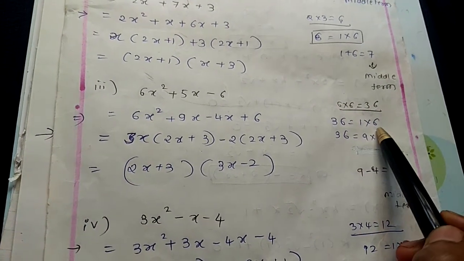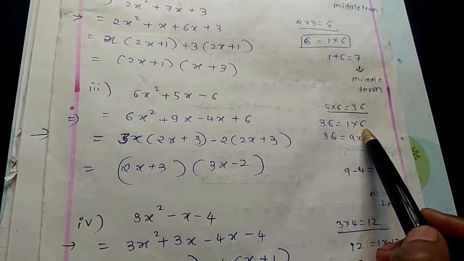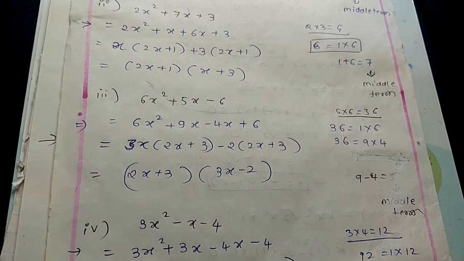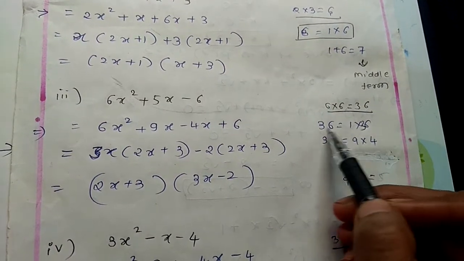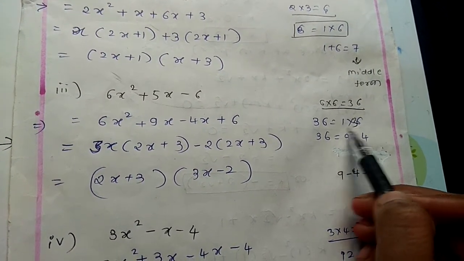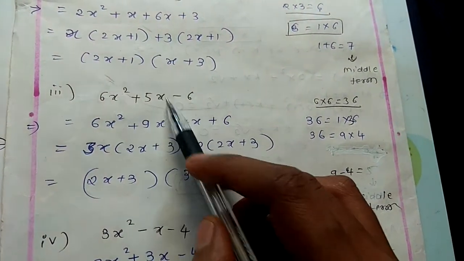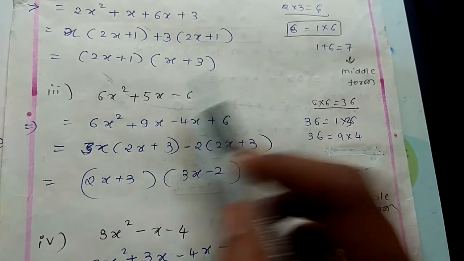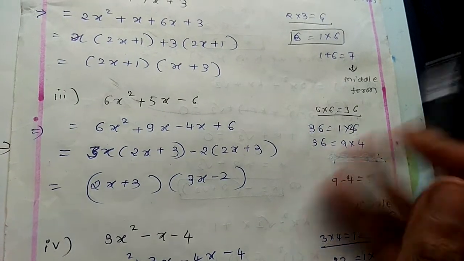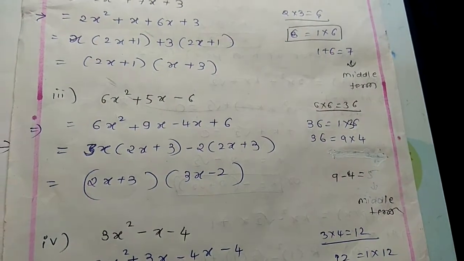Next you have to get the factors of 36. So 1 36s are 36. If you add this you will get 37, which is not equal to 5. If you subtract this you will get 35, which is not equal to the middle term. So we go on finding the next factors of 36.